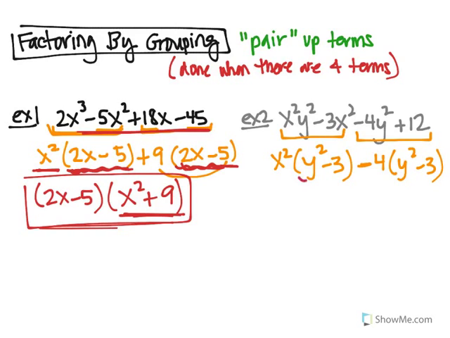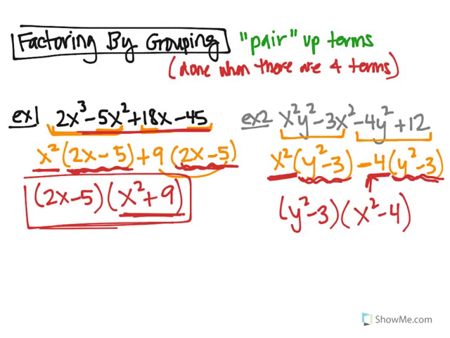So again, notice what we have. We have stuff common. So if I had only taken out a positive 4 here, I wouldn't have had these be the same. So you have to get them to be the same if you're going to factor by grouping. So I'm going to take out what's common, the y squared minus 3, and then what I'm left with is the x squared minus 4.